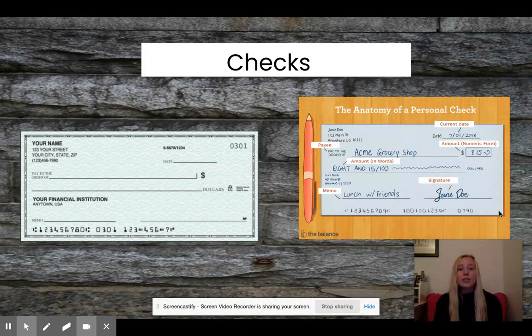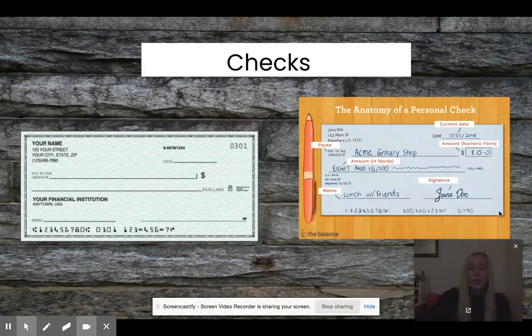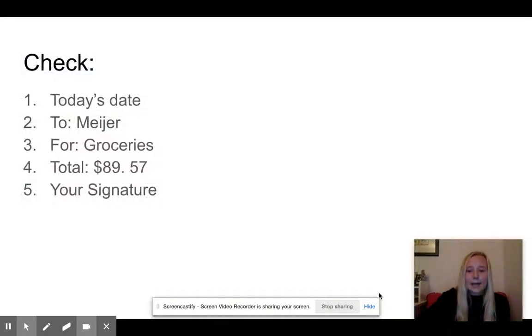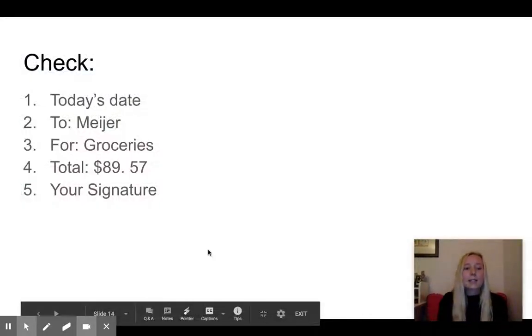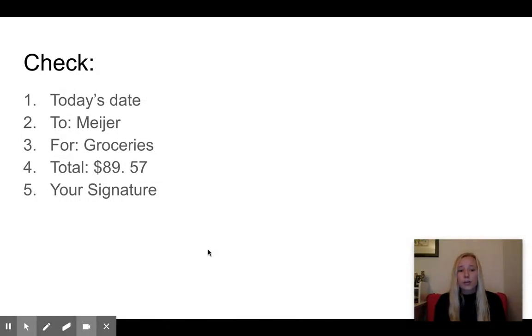Okay, now teachers, can you please pass out those sheets that have 2 blank checks on them? Students, you're going to practice writing out a check. You're going to use this next slide, and this is what I want you to include: today's date. It's to Meijer for groceries. That is your total, and then you need to make sure you have your signature. Write it out on the top check. Do not do anything with the bottom one yet.